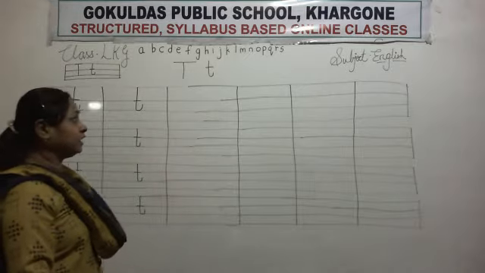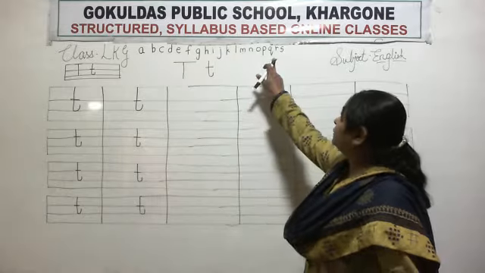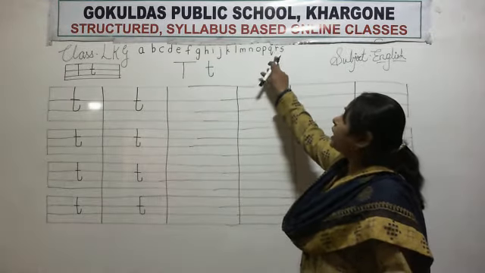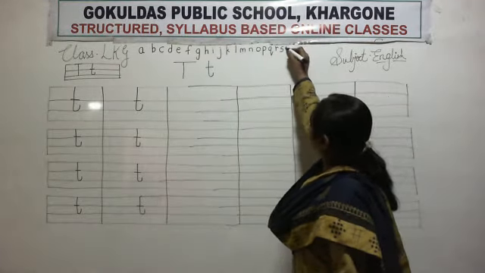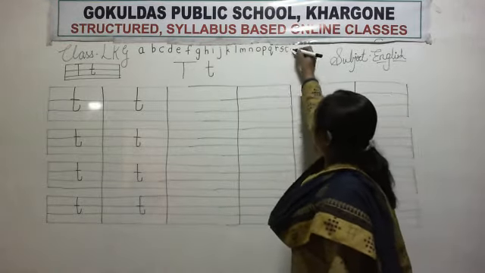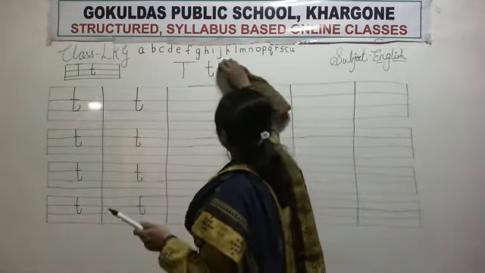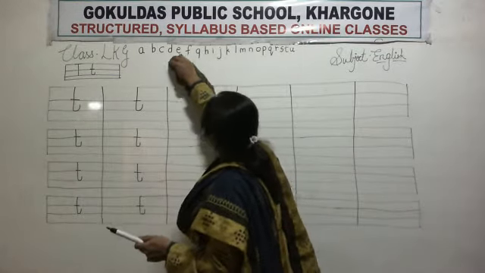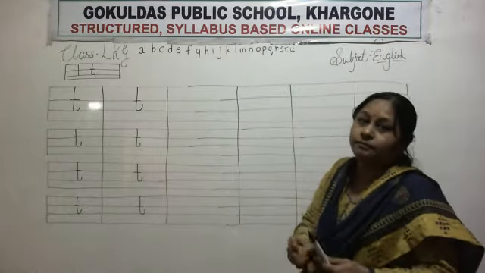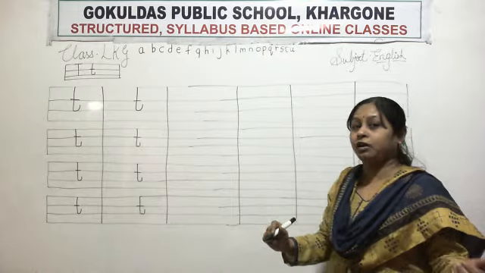Okay. After T, which letter will come after T? P, Q, R, S, T. After T, U. Which letter will come? U. After T, which letter will come? U. U for umbrella. U for up.